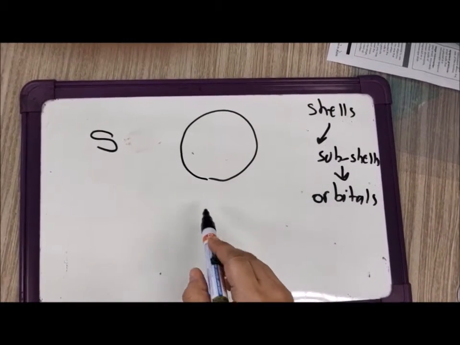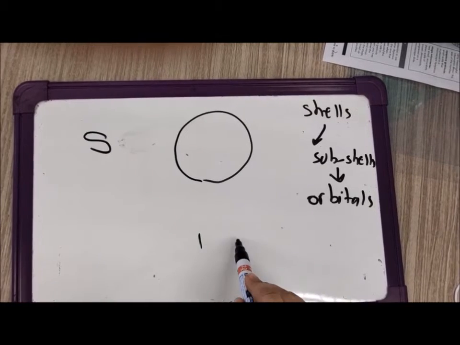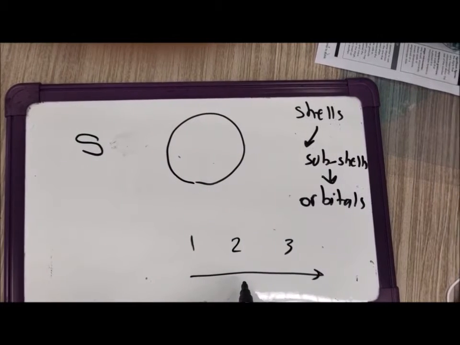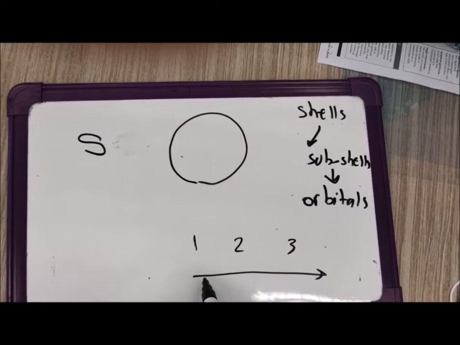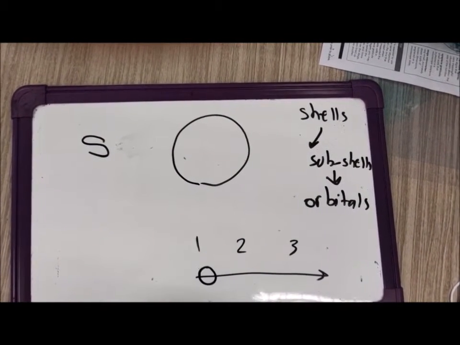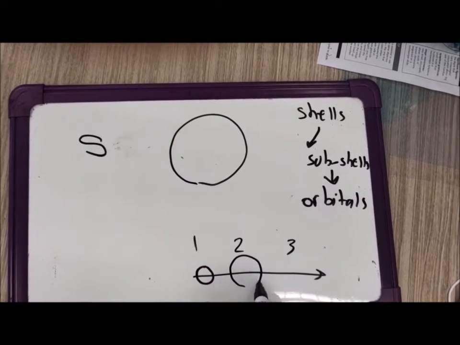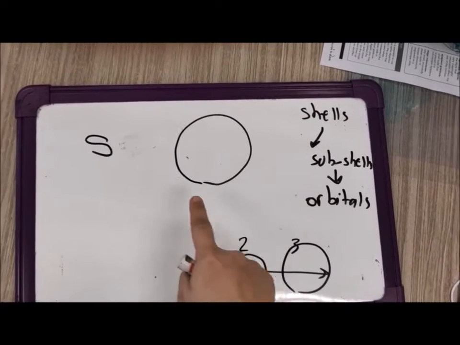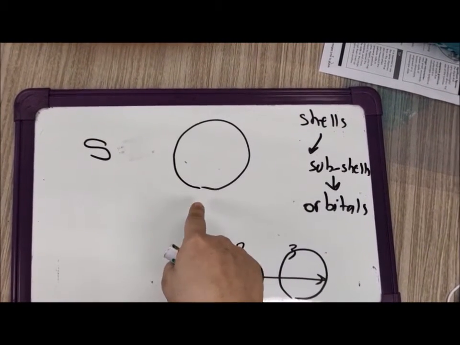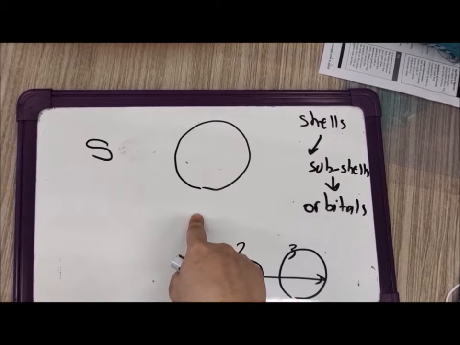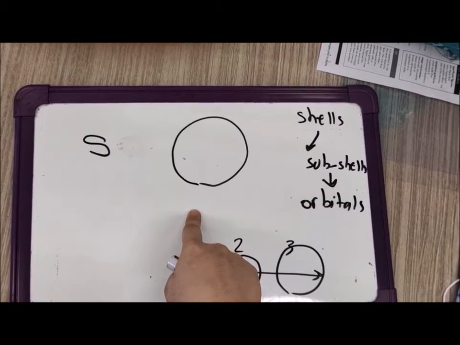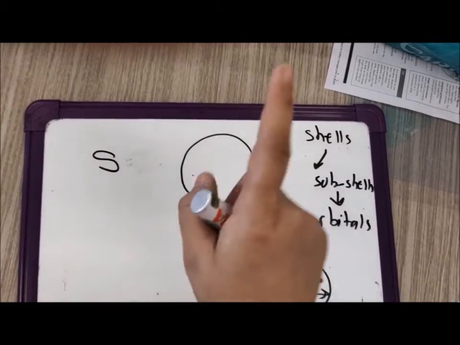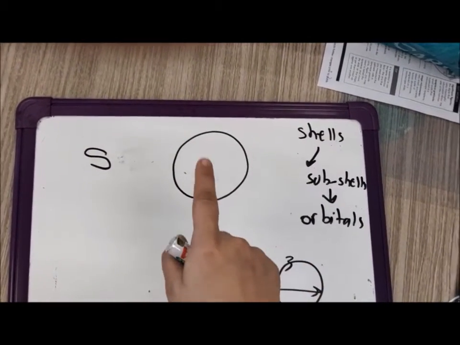But when you move on from shell 1 to shell 2 to shell 3, the size of the s orbital changes and becomes bigger. This is the s orbital in shell 1, then in shell 2 it becomes a little bit bigger, in shell 3 a little bit bigger, and it continues. So what changes in each shell about the s orbital is its size. But you always have one s orbital in all the shells.